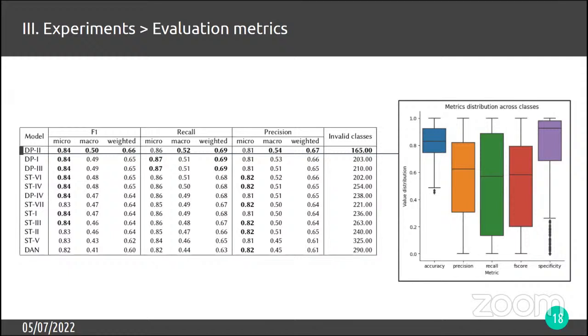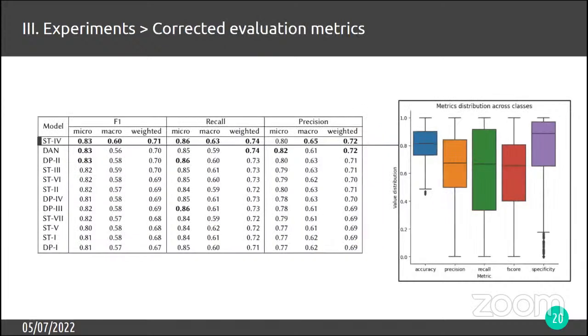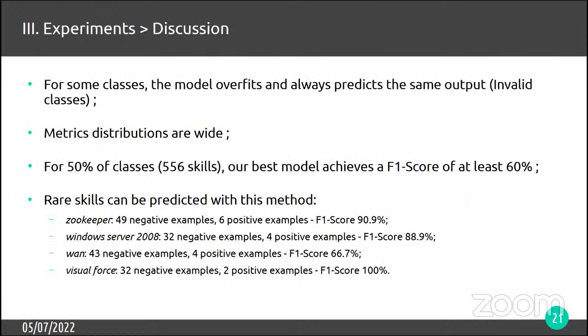So each model has a different number of invalid classes. Since these classes can be easily identified, we simply decided to remove them and to perform an evaluation without them, which yielded the following results. You can also see, for the best model, the metric distribution, classic distribution for binary classification across all classes.